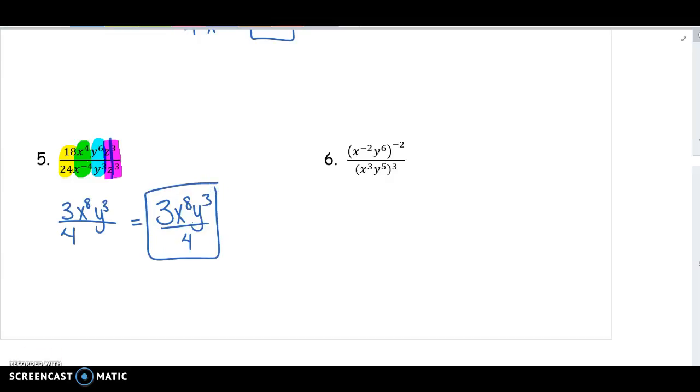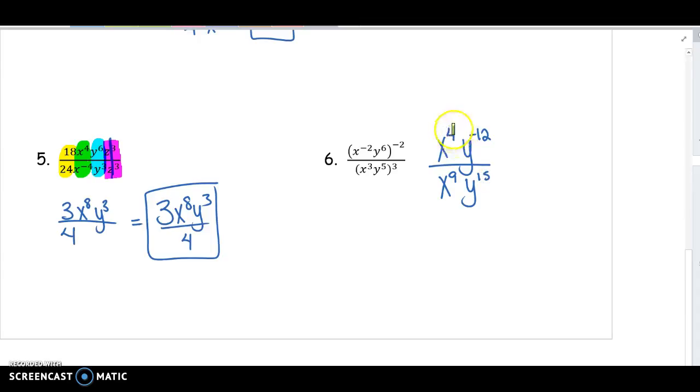When I see parentheses with exponents outside of the parentheses, my first instinct is, let's deal with those parentheses. So we're going to multiply the -2 to all of the exponents inside. That will give us x to the 4th, y to the -12th. On the bottom, same thing. We multiply the 3 and we get x to the 9th, y to the 15th.